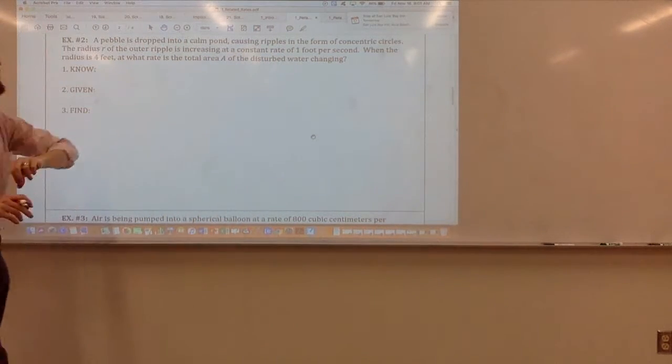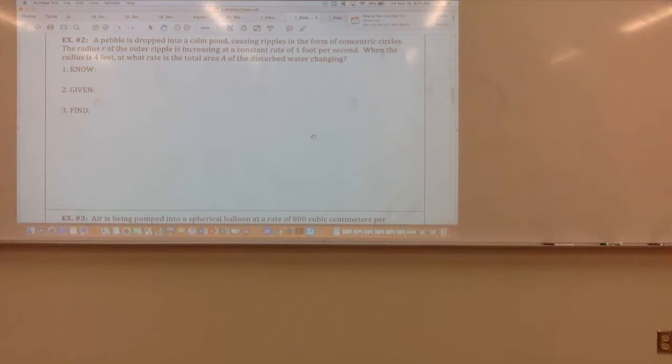Alright, so this first example, we've got a pebble dropped into a pond. And it causes ripples that form concentric circles as they expand. The radius of the outer ripple is increasing at a constant rate of 1 foot per second. When the radius is 4 feet, at what rate is the total area of the disturbed water changing?